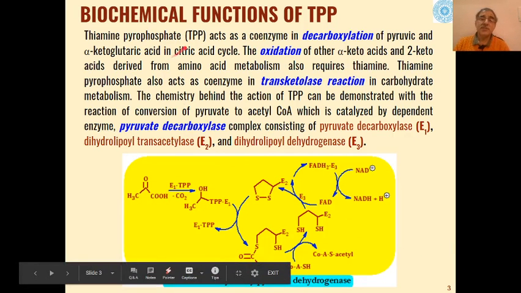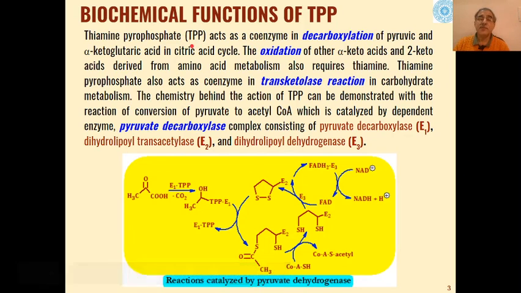Now, the biochemical functions of TPP, that is thiamine pyrophosphate or thiamine diphosphate, which acts as a coenzyme in decarboxylation of pyruvic acid and alpha ketoglutaric acid in the citric acid cycle. Then it is also used in oxidation of other alpha keto acids and keto acids derived from amino acid metabolism. So the citric acid cycle decarboxylation reaction, oxidation reactions, and amino acid metabolism all require thiamine as coenzyme.